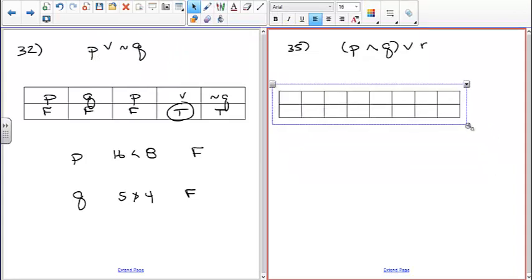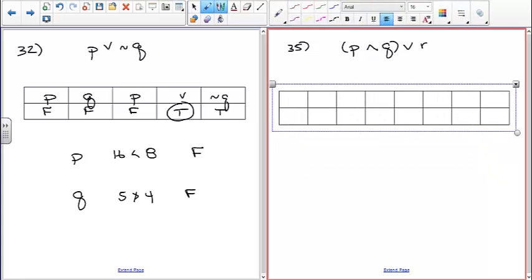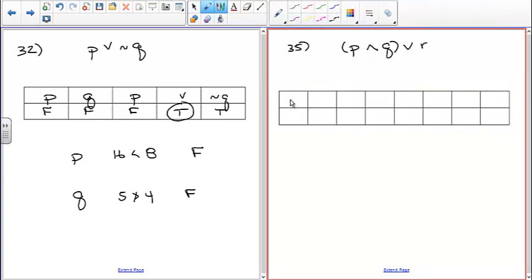So like on the last one, we have P and Q, but we also have R. And then we write out this logic expression, but you can drop the parentheses because those are just used for grouping things together. So P and Q or R.